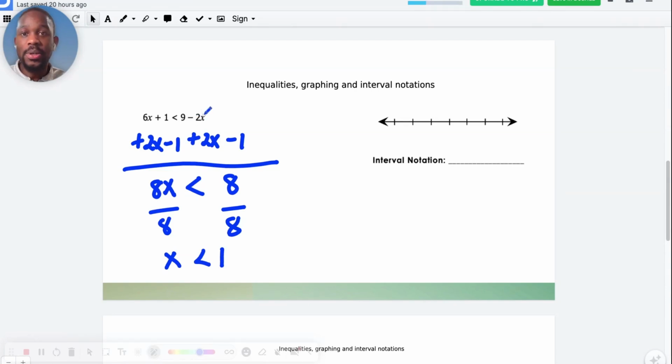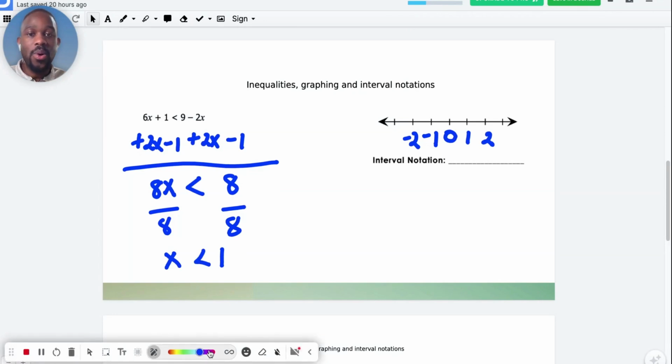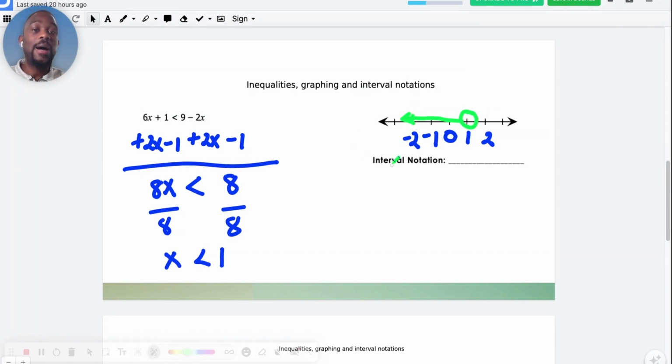What I did was take negative 2x to the other side, and it became positive. It added to 6x, and I got 8x. I brought 1 to this side of the equation, and it became negative 1. It reduced 9 to 8. So I'm having x being anything less than 1. On the number line, I'll plot 1 right there. But because we have less than 1, I'm going to use a dot that is not complete. And x is anything less than 1, so it's all this side like that. All those are part of the solution set.